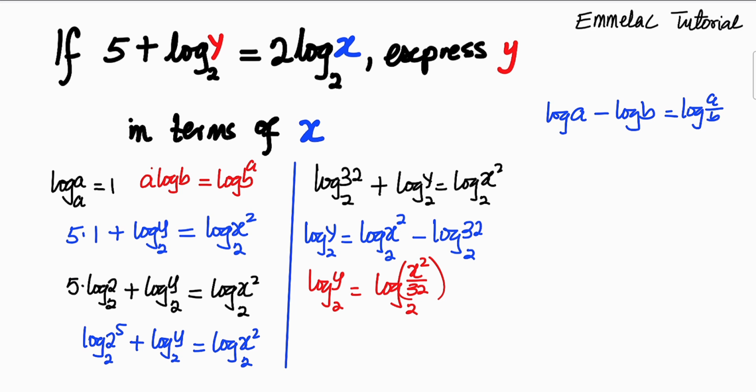Now since we have log base 2 here and log base 2 here, we can just equate the arguments. So in this case we now have that y equals x raised to 2 over 32. So this is the final answer, expressing y in terms of x.